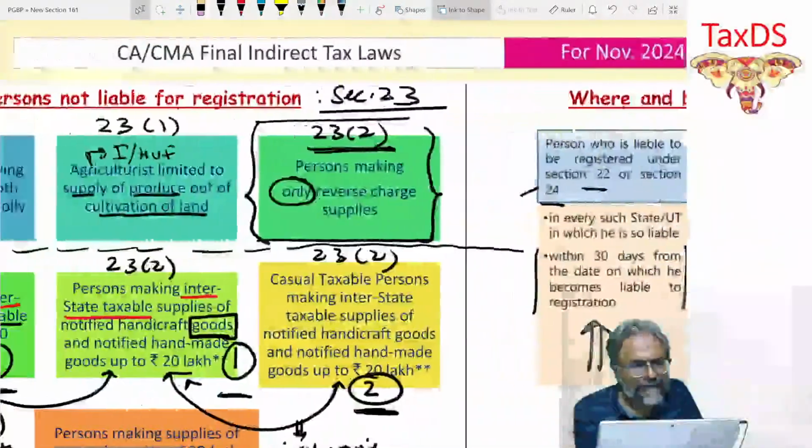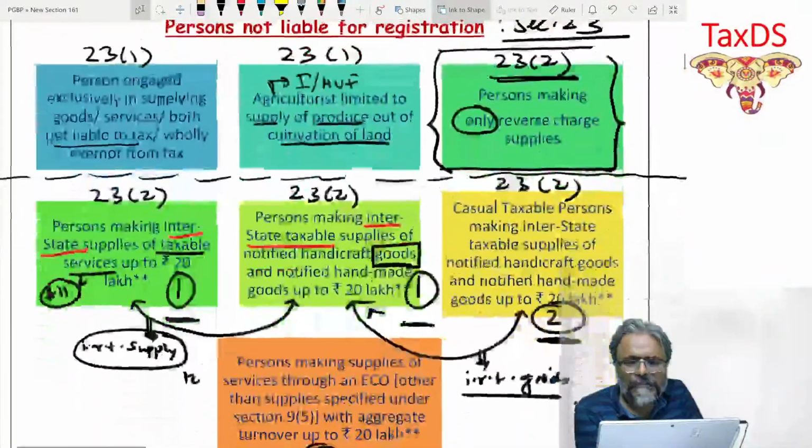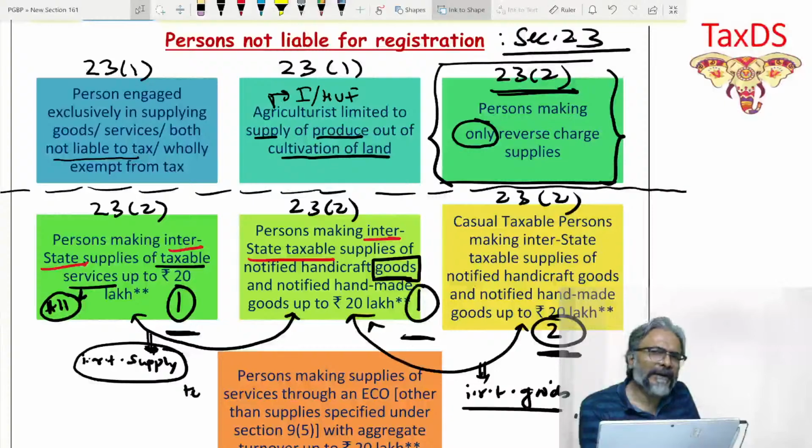Now coming to the exemption part, students, section 23 is all about the exemption. That is when they will not make the person liable for registration. And then there is section 23(1) and then 23(2). So far as section 23(1) is concerned, what they say is: a person engaged exclusively in supplying goods or services or both, not liable to tax or wholly exempt from tax. So that is section 23(1).